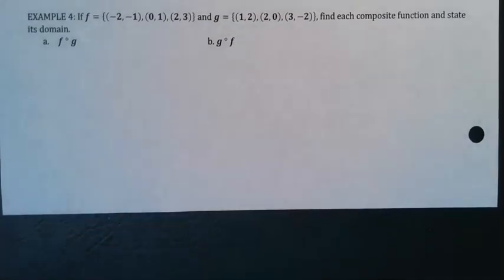Example 4. It says if f equals the set (-2, -1, 0, 1, 2, 3), and g equals the set (1, 2), (2, 0), and (3, -2). Find each composite function and state its domain. Whew, man, that's a lot, isn't it? Okay, so first of all, we have f of g. Well, this is equal to our f of g of x, we know.